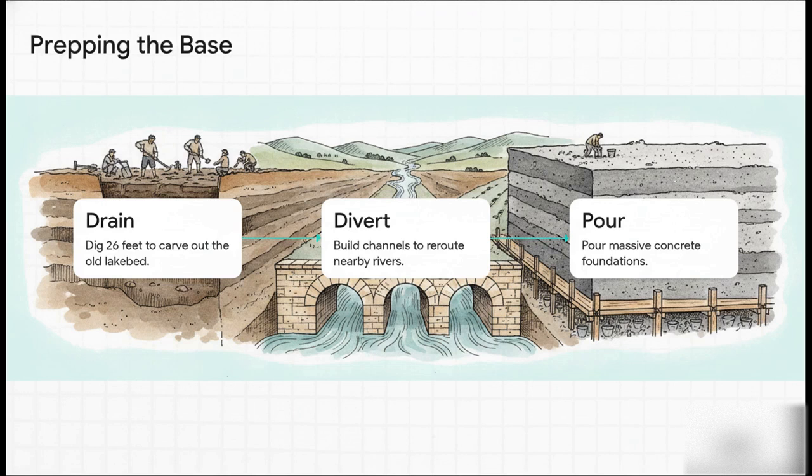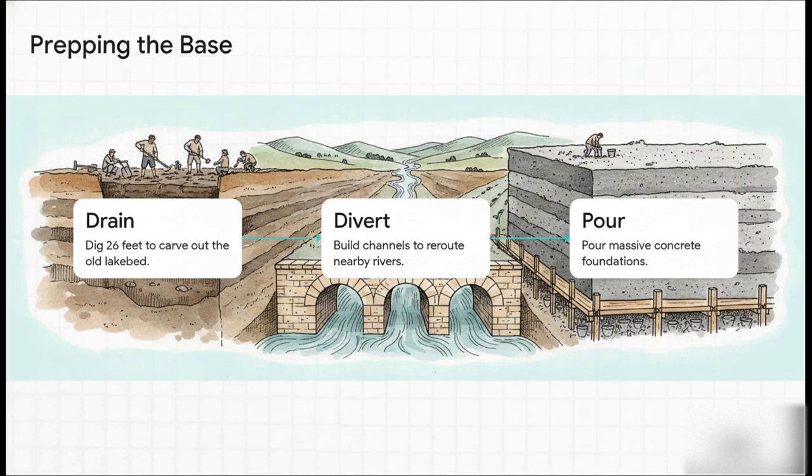Okay, so building a colossal stone arena on top of a muddy lake bed is a total engineering nightmare. I mean, just imagine trying to place a massive stack of rocks on a wet sponge. You kind of get an idea of the problem. But the Romans, they tackled it head on in 3 distinct steps.